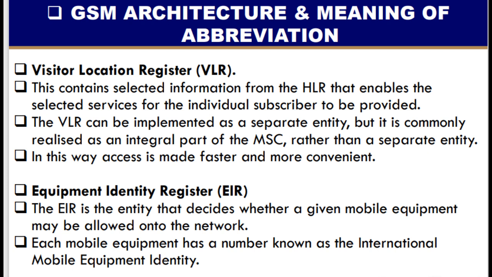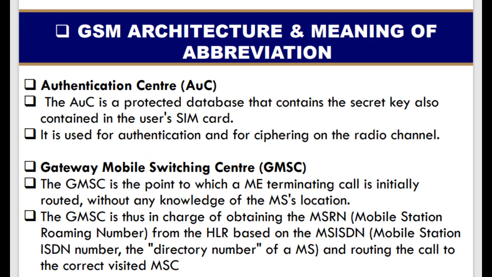Equipment Identity Register, EIR. The EIR is the entity that decides whether a given mobile equipment may be allowed onto the network. Each mobile equipment has a number known as the International Mobile Equipment Identity. Authentication Center, AUC. The AUC is a protected database that contains the secret key also contained in the user's SIM card. It is used for authentication and for ciphering on the radio channel.